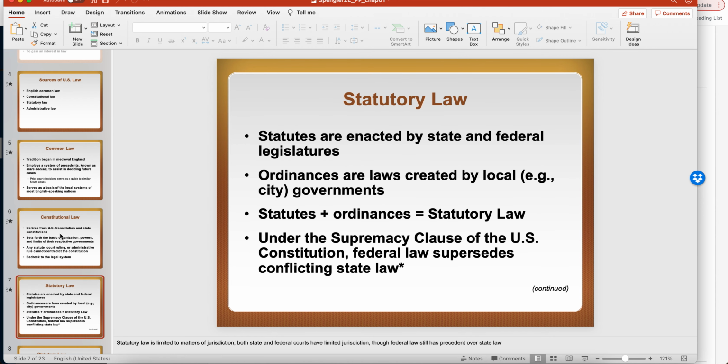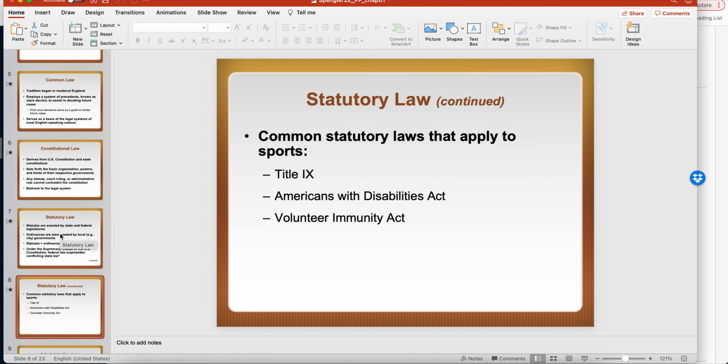Then came along statutory law, which basically was enacted by the state and federal legislatures. So there's statutes and there's ordinances, which together make up the statutory law. There's some examples of statutory law. Like Title IX is a common one, so equal rights for men and women in sports. These are the ones that particularly apply to sports, so they're of greatest interest to most of you. Disability Act, and then Immunity Act. And there's some other ones that are popping up in today's day and age, which are interesting due to gender differences and so forth.